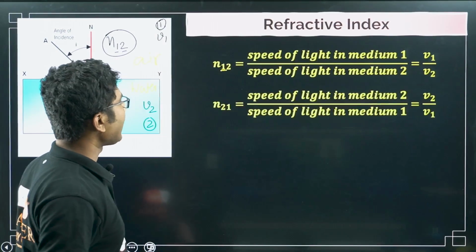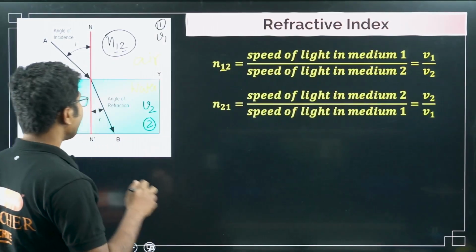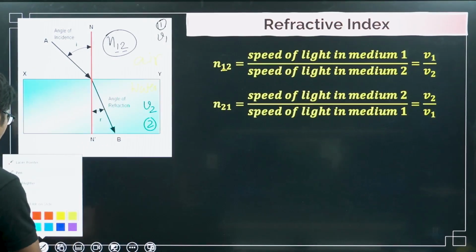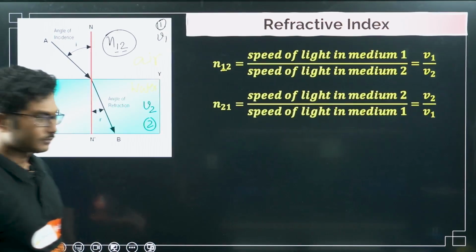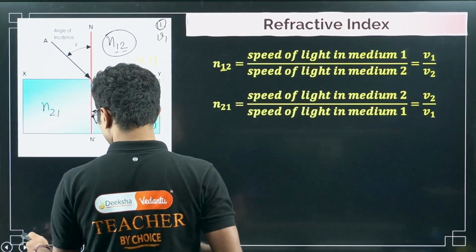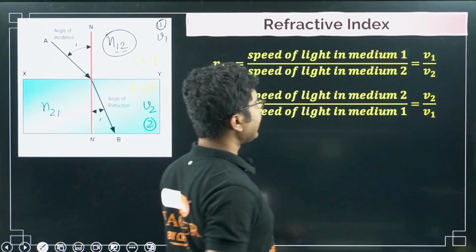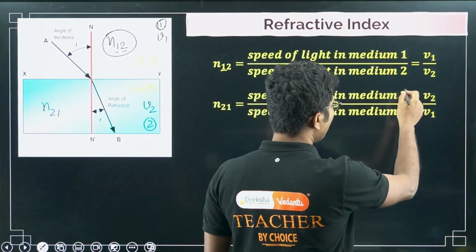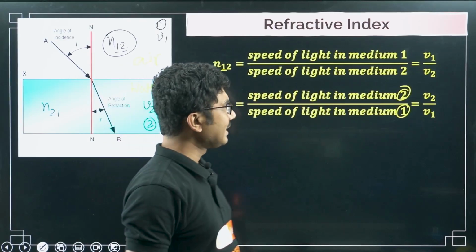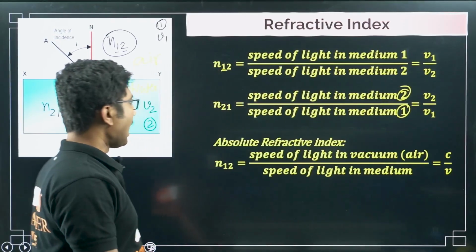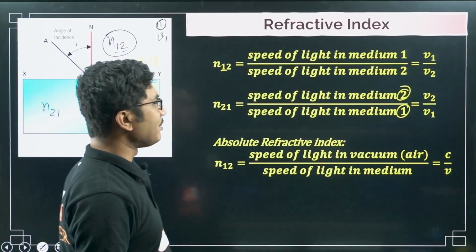Now if we try to find the opposite, that is the refractive index of medium 2 with respect to medium 1, then it will be speed of light in medium 2 divided by speed of light in medium 1, that is V2 by V1. Absolute refractive index, very very important.